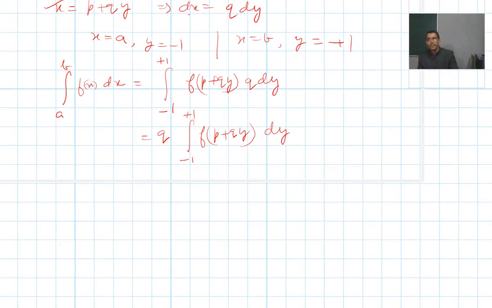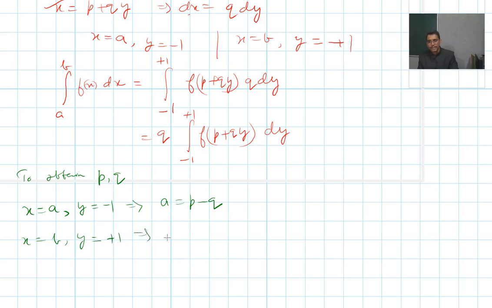Now our objective is to find the values of p and q. So to determine them, let us proceed as follows. We know that at x is equal to a, y is equal to -1, which implies a is equal to p minus q, and for x is equal to b, y is equal to +1, which implies b is equal to p plus q. Our objective is to find the values of p and q in terms of a and b.